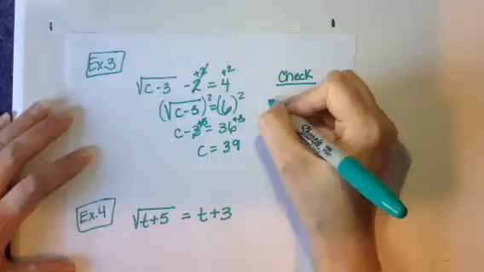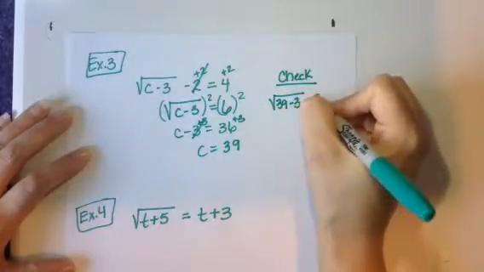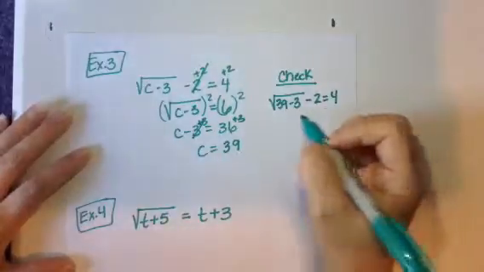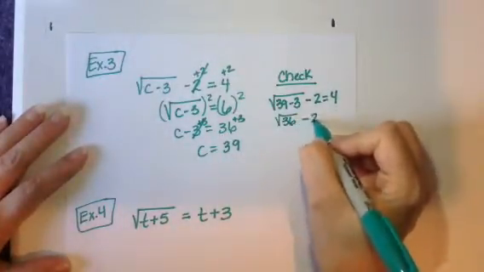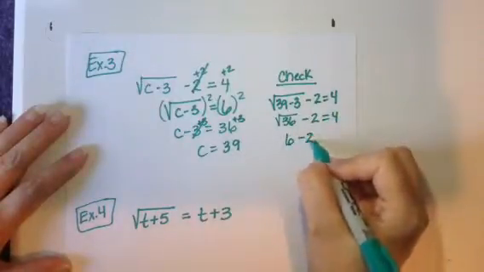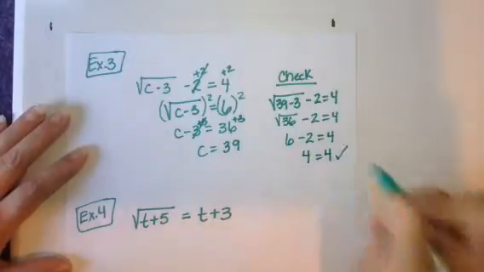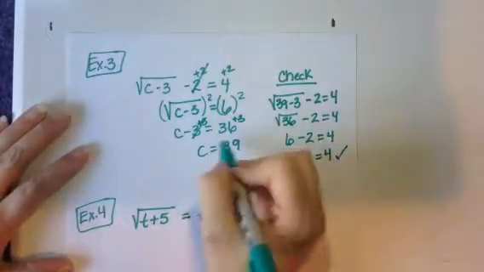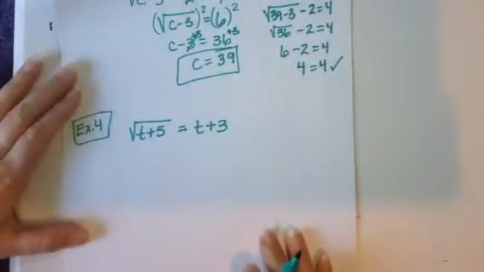Okay, plug in 39 for c into the original problem and start working out and doing the math. This would be 36. Square root of 36 minus 2 equals 4. The square root of 36 is 6 minus 2 equals 4. 4 equals 4. It works. So c equals 39 is my answer. Let's go to example 4.